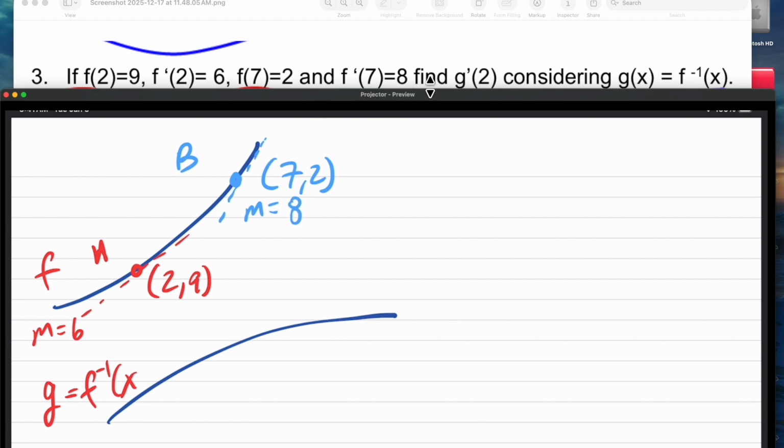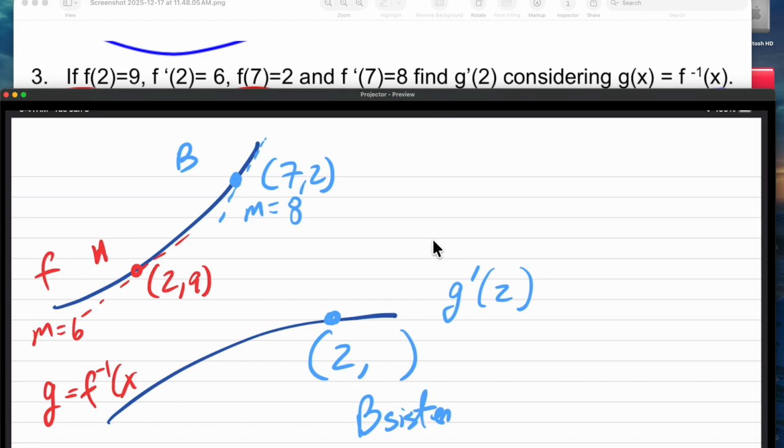Okay, now they want us to find g prime of 2, considering they are inverse functions. All right, so if they want g prime of 2, that means the input on g is going to be 2. So which of these points are we going to use? If the input of g is 2, that's going to match with an output of f that is 2. So therefore, we're going to be sister points with point B. So I'm going to come over here, and I'm going to use the same color, and I'm going to call that sister point, B sister.